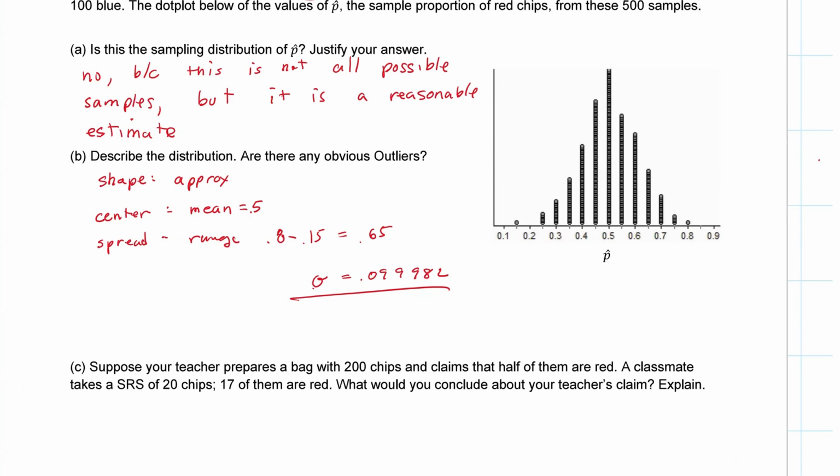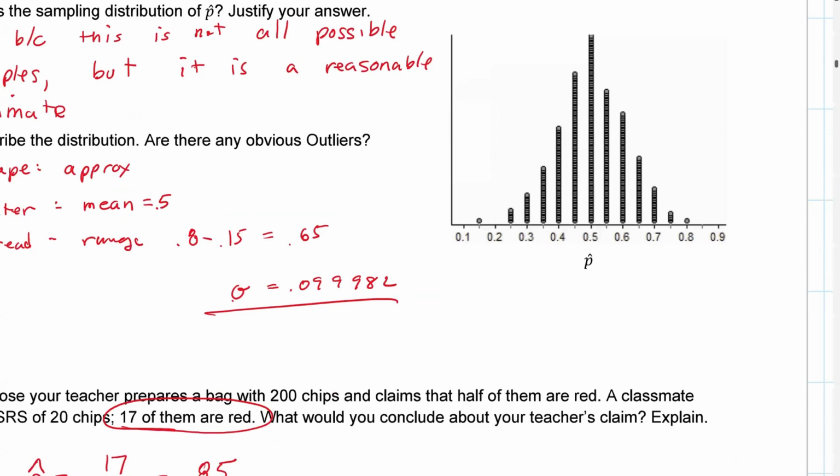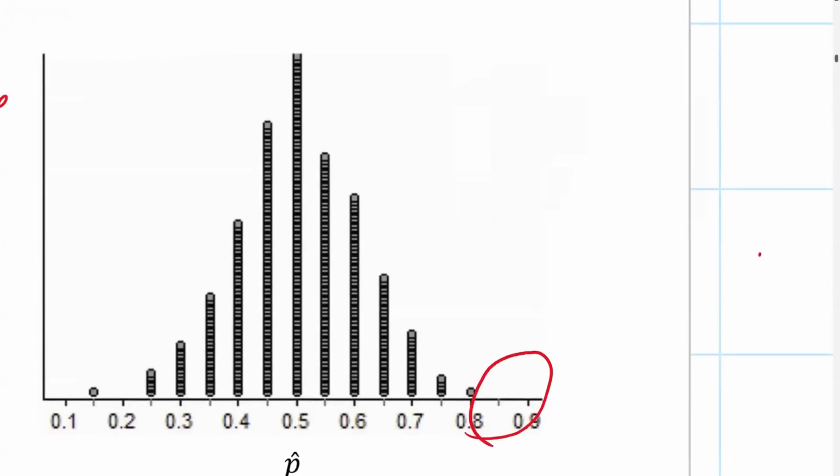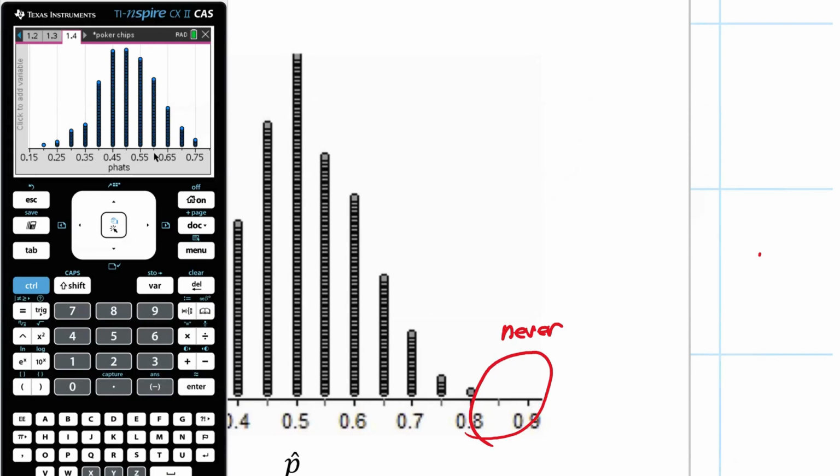All right. So suppose your teacher prepares the bag and claims that half of them are red. A classmate then takes a simple random sample of 20 chips. 17 of them in his sample are red. 17 out of 20, that's a p hat value of 0.85. Okay. Interesting. Oh, wait. When we looked at the sampling distribution, how often did 0.85 come up, at least in this one? Oh, never. Hmm. That seems very fishy then, that there was a sample with 0.85, and in 500 simulations, we never got a 0.85. Wait, what about in our calculator? How often did we get a 0.85? Oh, looking here, never.